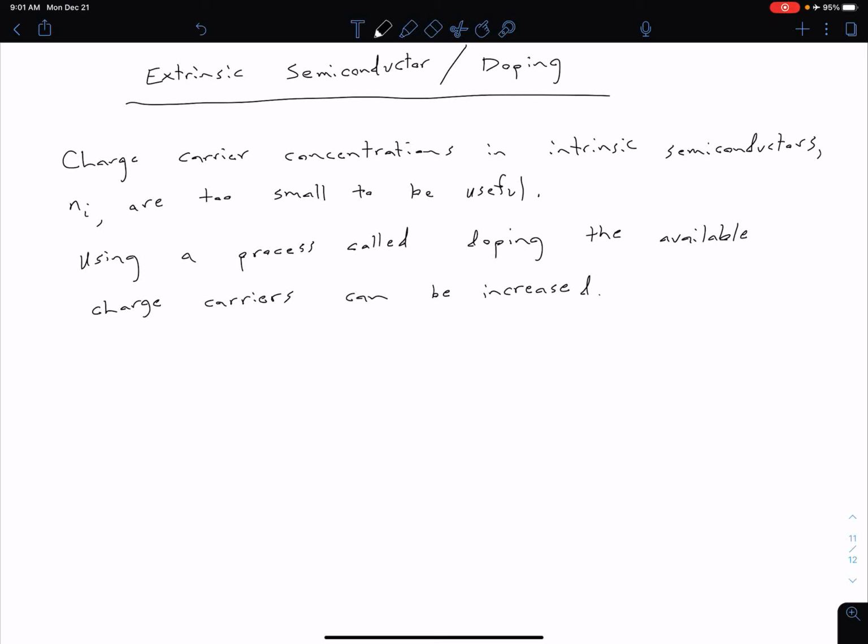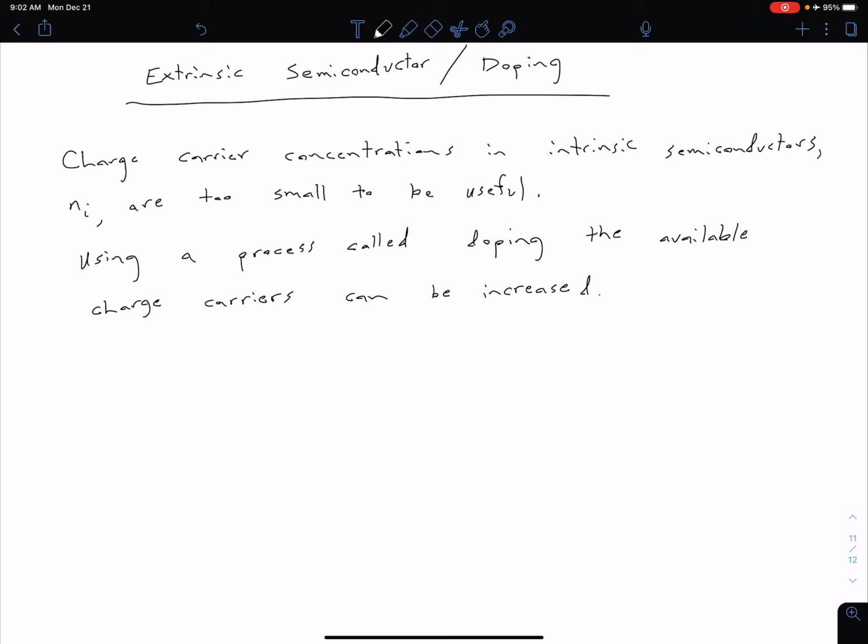So up to this point we've talked about intrinsic or pure semiconductors, but for the next few videos we're going to be talking about extrinsic semiconductors. And so we're going to see in a little bit that we can achieve extrinsic semiconductors by a process called doping. And as I've written here, essentially the problem is that our charge carrier concentrations in intrinsic semiconductors are just too small to be useful.